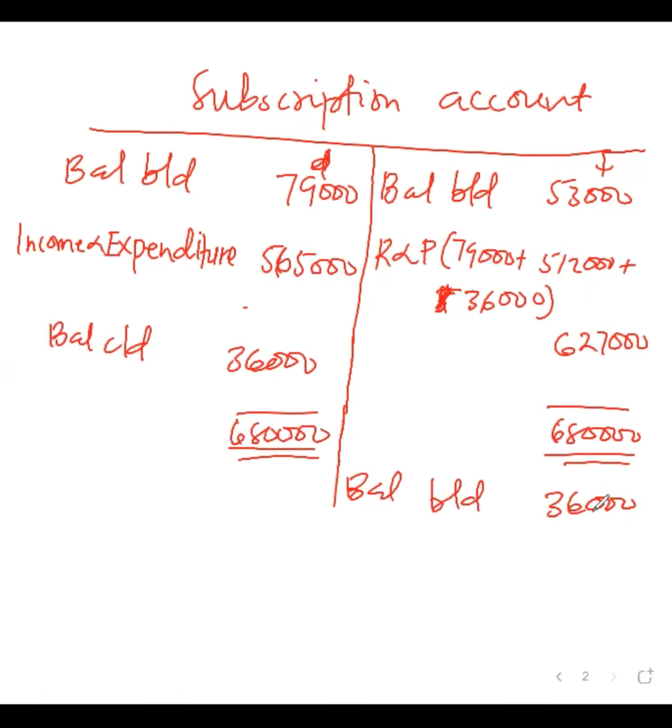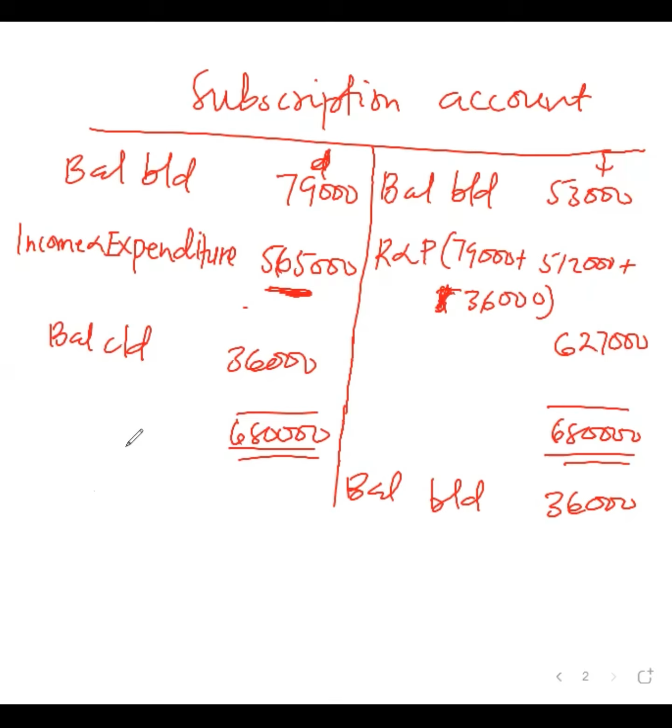So when you get your income and expenditure account and you're writing your income, you write subscription. This is the amount that you're going to write as your subscription. You don't write 512,000. That is wrong. So this is the amount that you write for subscription. That is all. That is how we prepare a subscription account.